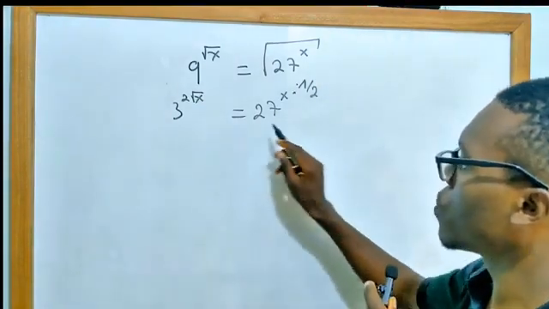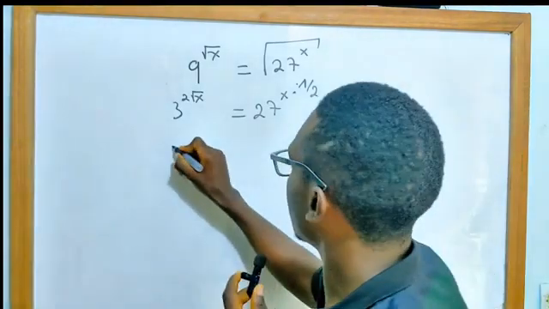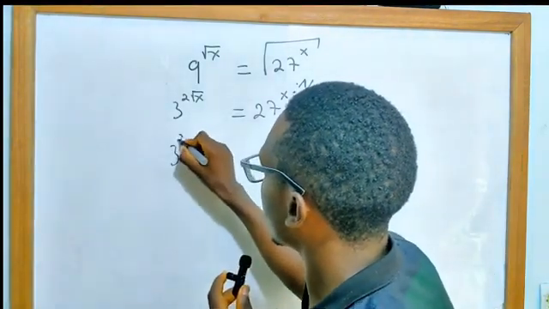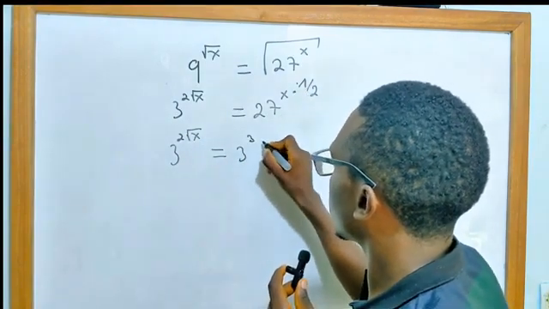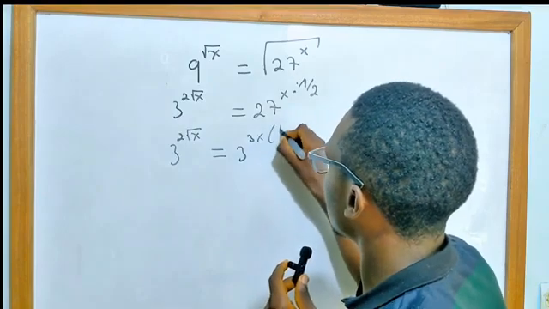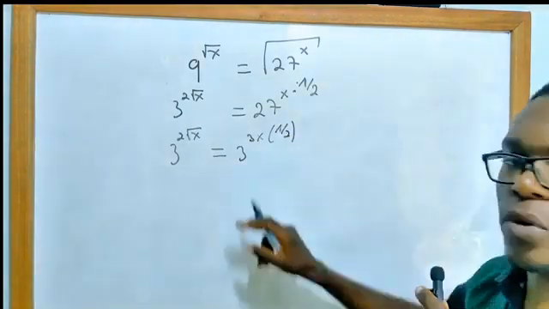We know that 27 is 3 times 3 times 3, that will be 3 cube. So 3 to the power 2 root x is equal to 3 cube to the power x times half. Okay, that is what we have at this point.